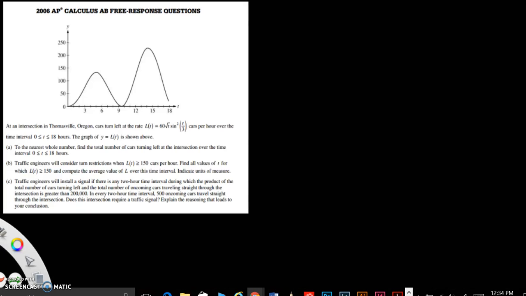To the nearest whole number, find the number of cars turning left at the intersection over the time 0 is less than or equal to t, which is less than or equal to 18 hours. So, part A is pretty easy. If you want to find how many there are, you just have to integrate. You would integrate between the boundaries 0 and 18, writing L of t dt, and you would use your TI-89 or whatever calculator you had, and you'd get about 1,658 cars. Okay, pretty easy so far.